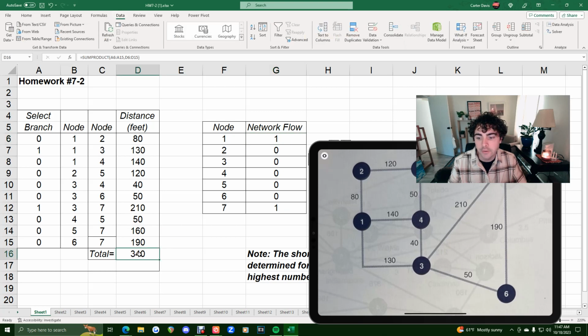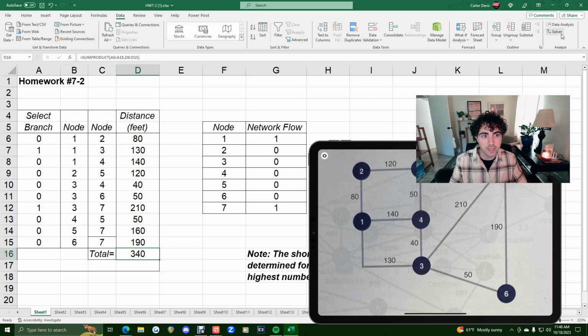Actually, let's go ahead and say the total distance. So we're trying to minimize the distance, right? The distance comes from the distances here, but it's the sum product: the sum product of the distances here times the zeros and ones here. Like 0 times 80 plus 1 times 130 plus 0 times 140, all the way down. So this distance is what we're minimizing.